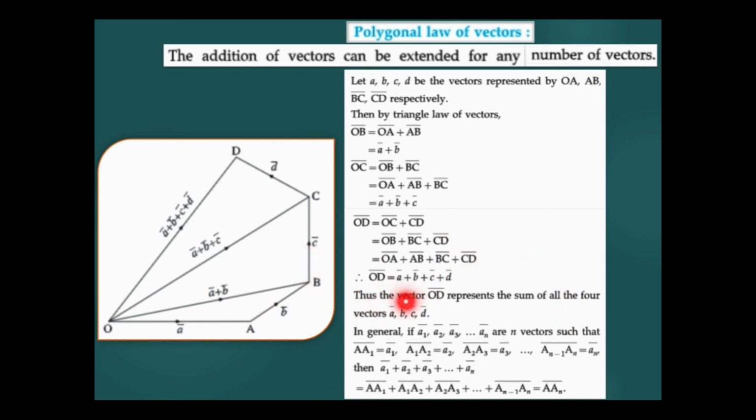Therefore OD bar equals A bar plus B bar plus C bar plus D bar, because OA bar is A bar, AB bar is B bar, BC bar is C bar, and CD bar is D bar. Thus the vector OD bar represents the sum of all the four vectors A bar plus B bar plus C bar plus D bar. So this is the polygonal law of vectors.